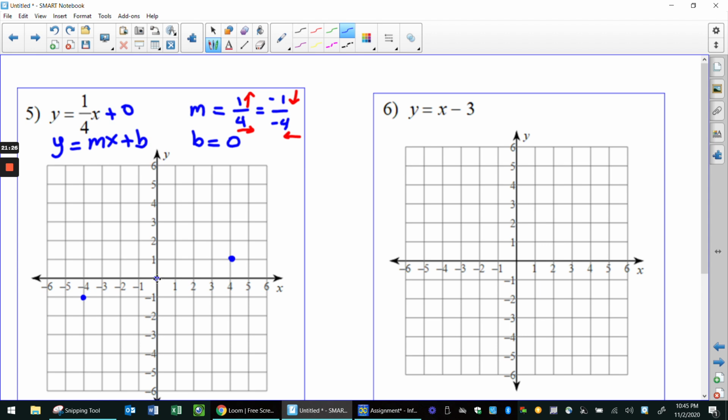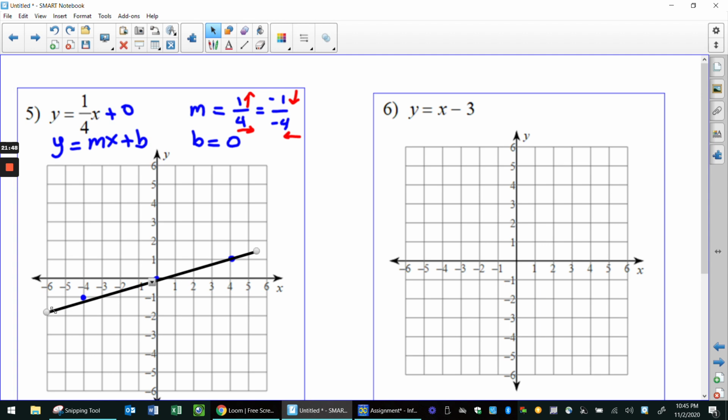We can also go from the beginning point and go down, dropping 1, that's -1, and to the left 1, 2, 3, 4, and that shows the arrows right there. And go ahead and draw your line. And there you have it. That is the graph of that equation.